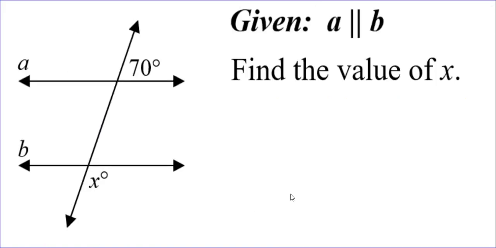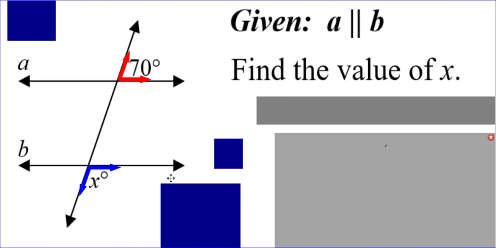All right, let's make it a little bit more complex. Take a look at this diagram. Here we are given that A and B, which are representing lines, are parallel lines, and they're asking us to find the value of x. How are we going to do this? Well, the angle that's x degrees and the angle that's 70 degrees, they do not appear to be congruent. In fact, x degrees definitely appears to be obtuse. So I'm not going to say that x is 70.